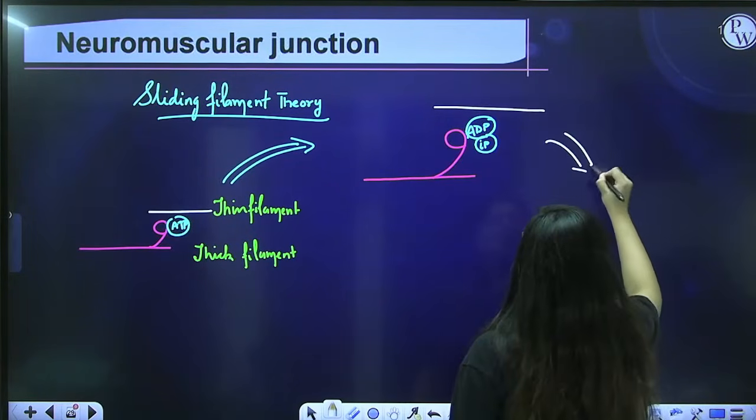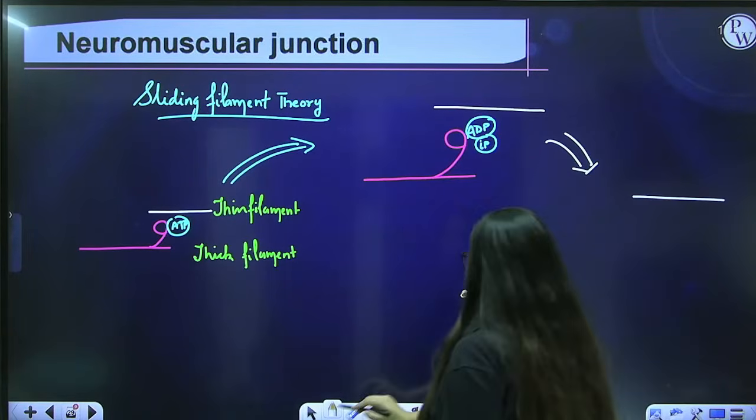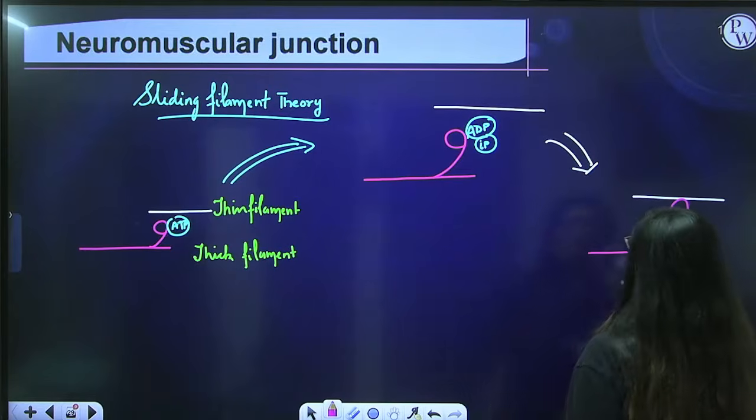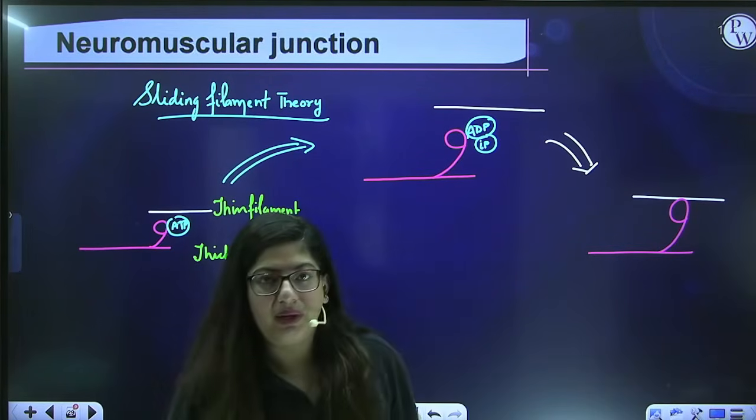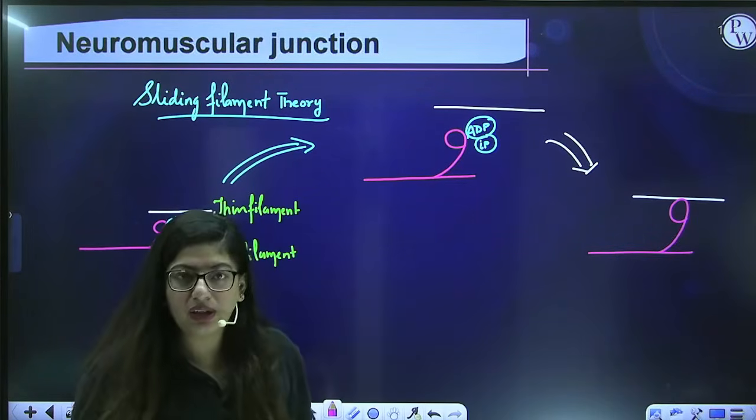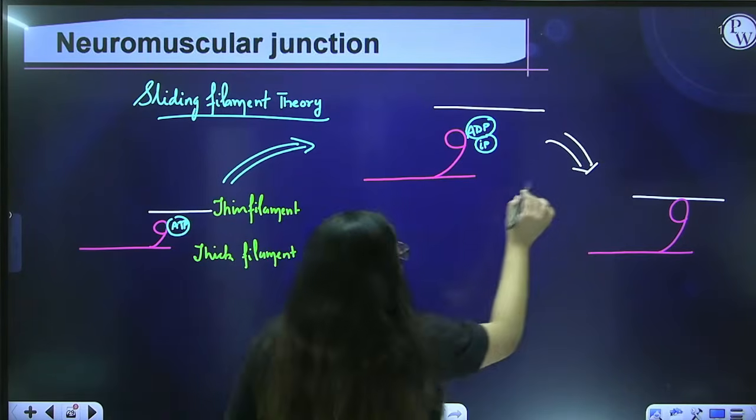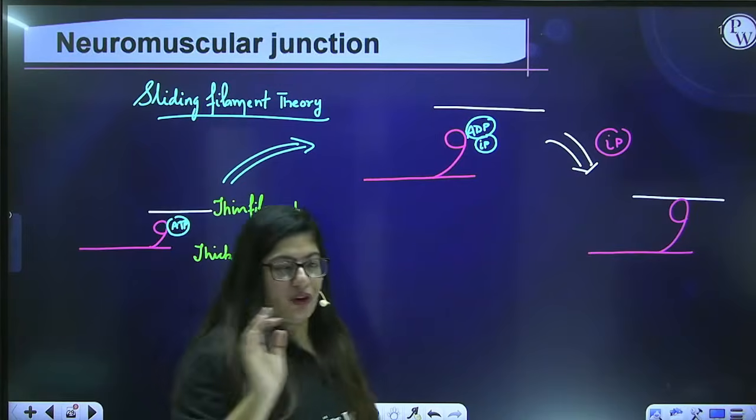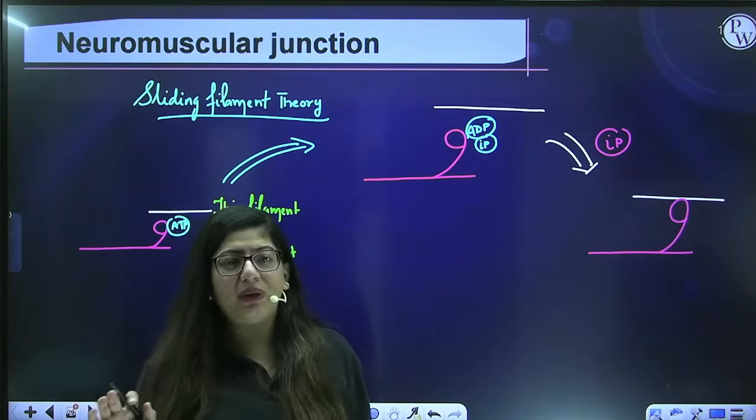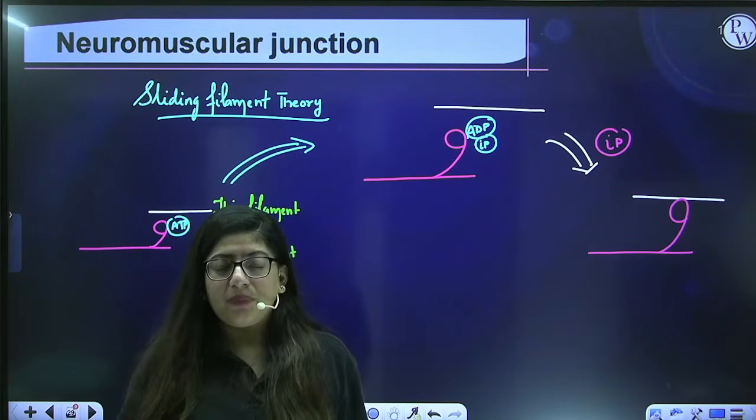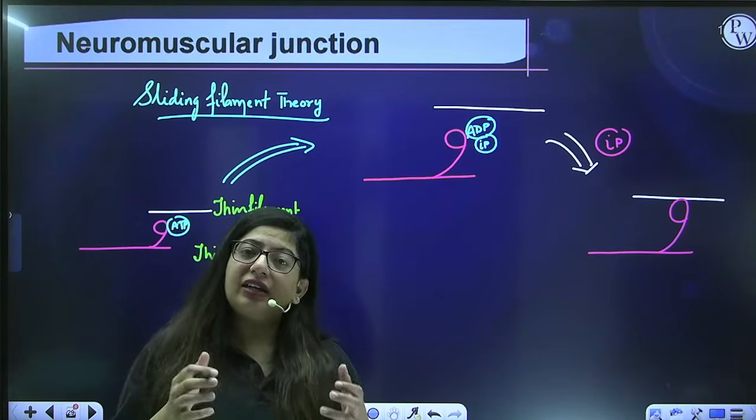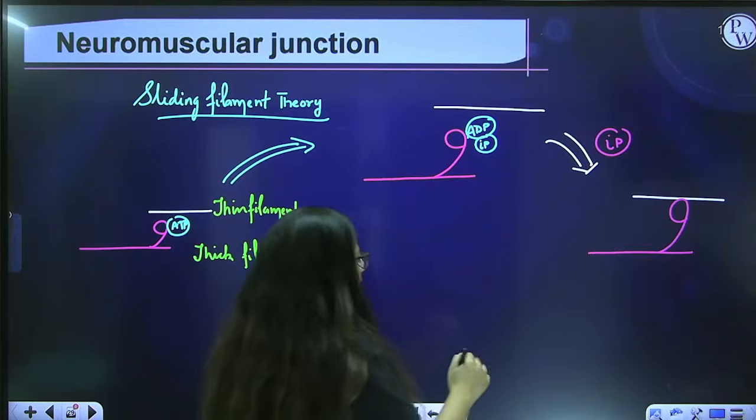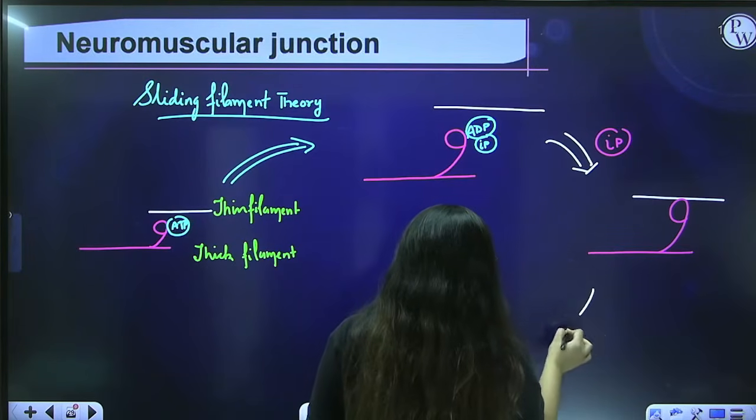When the ATP breaks down, this head will move up and bind to the thin filament. The head will move up and bind to the thin filament. Here IP has been released. That's why when the inorganic phosphate gets released from the ATP, only then it can give the energy. So when it gives the energy, the head gets the energy to bind to the thin filament. Okay. Now what will happen next?